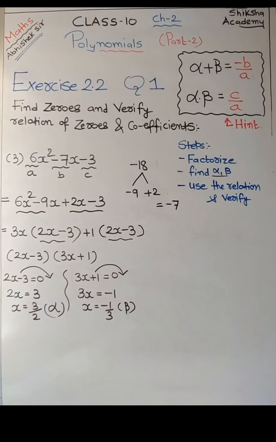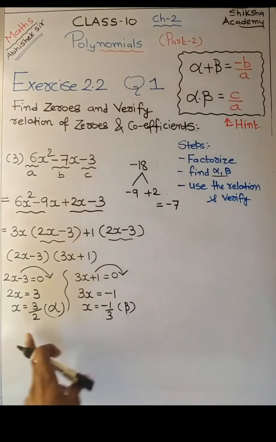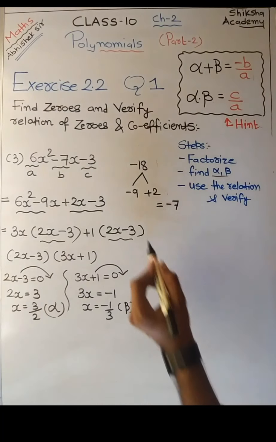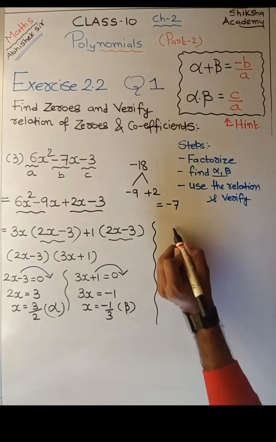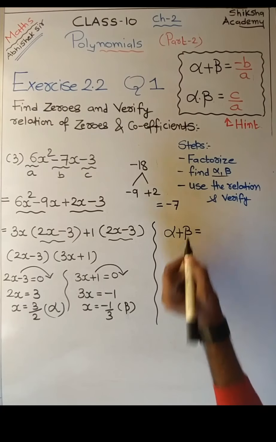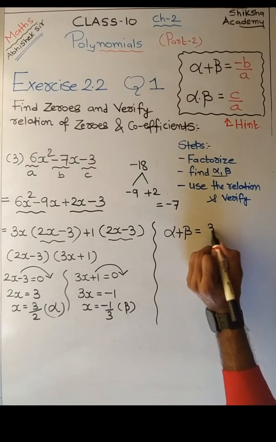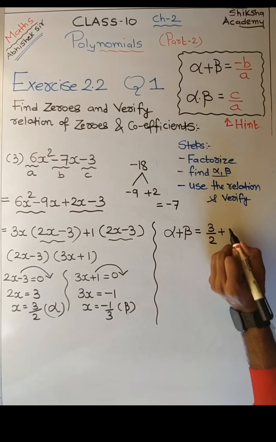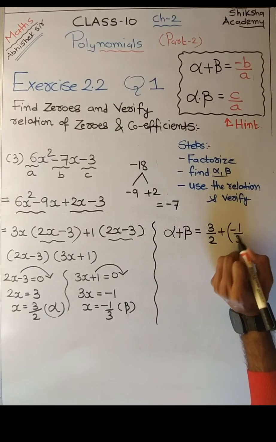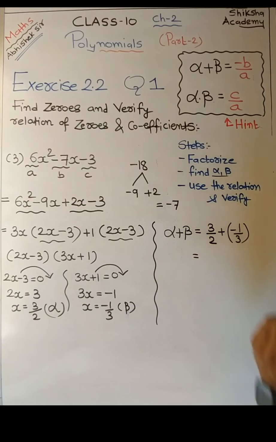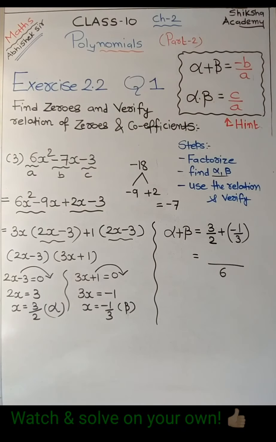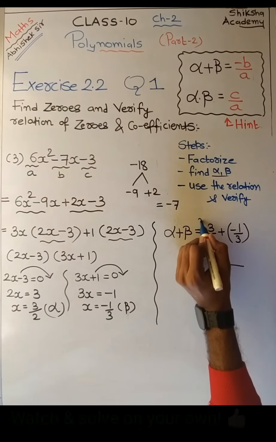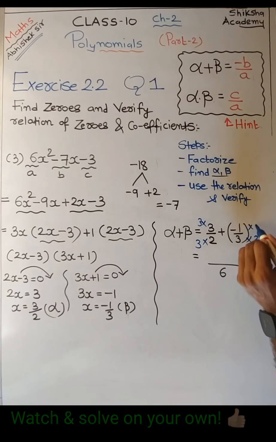Now every time you won't get easy alpha and beta that you can easily add and subtract, right? Sometimes you get tough questions like this. So let us go for addition and finding the product. So alpha plus beta, here you have to do some simplification. So 3 by 2 plus minus 1 by 3. You take LCM of 2 and 3. LCM of 2 and 3 is 6. For that we have to multiply 2 with 3 and 3 with 2.